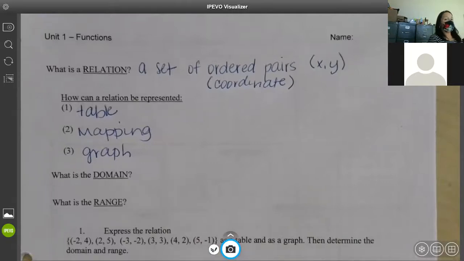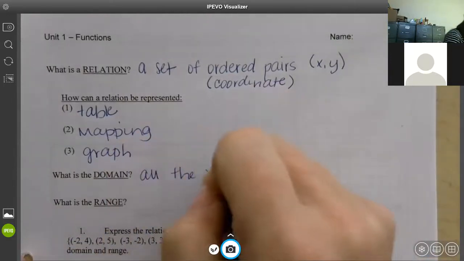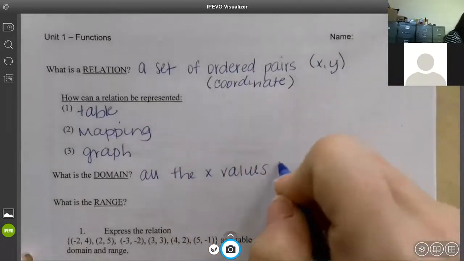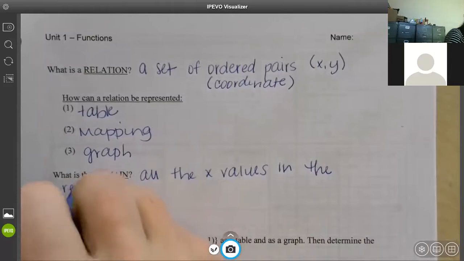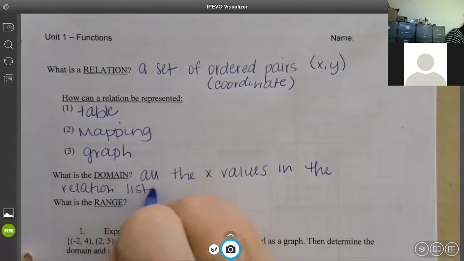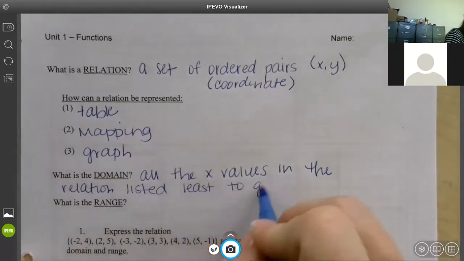Okay. In Math 1, you start talking about domain and range. In Math 1, domain and range is very simple. It builds on itself later on. So this is really simple. Domain is all the X values in the relation listed from the least to the greatest.